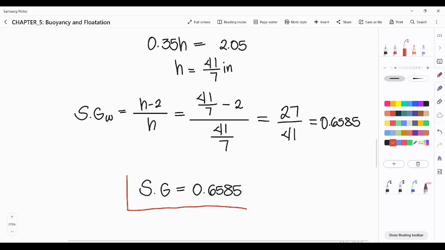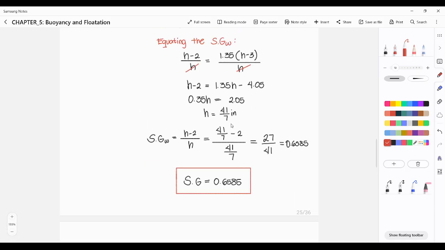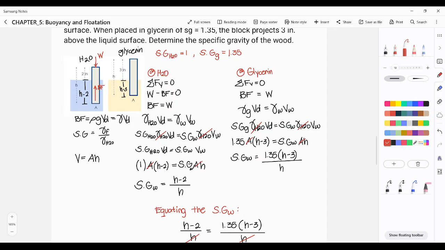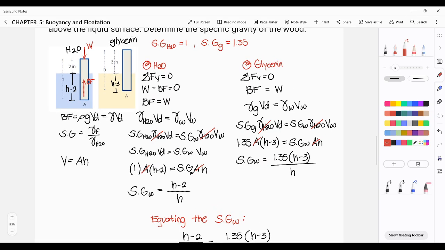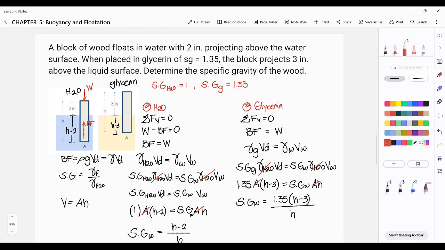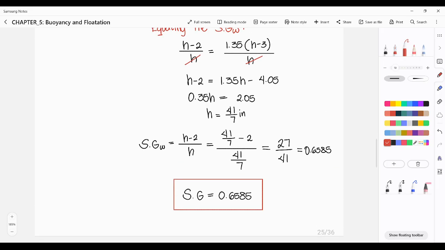Okay. This is a simple problem. Just requires you to have the full comprehension or understanding of the properties of the fluids, and then the formula for buoyant force, the specific gravity, and volume. So that's all for this problem. Our final answer is 0.6585.